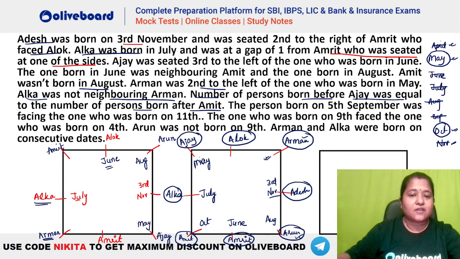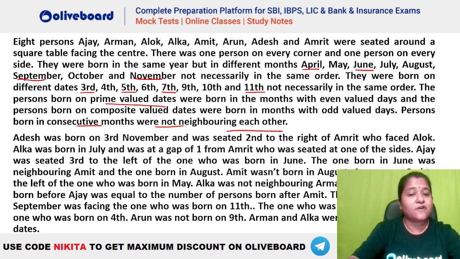Now let's see. The one person born on 5th September. So you can see September is there with 5. Okay, so September 5 can be Alok, or you can have Arman as well, right? Because you can see with September we have August and October, so neither of them is neighboring. So September 5 was facing the one born on 11th. So you can see 11th is a prime value. So that means it should be along with an even number of dates. That means prime has to be with even values, right?